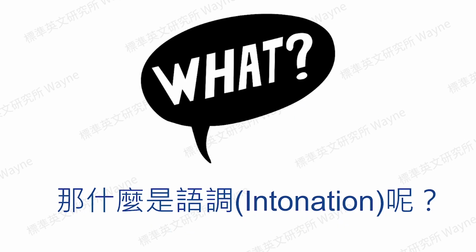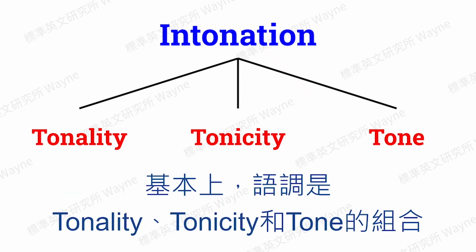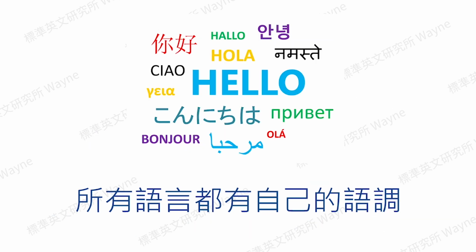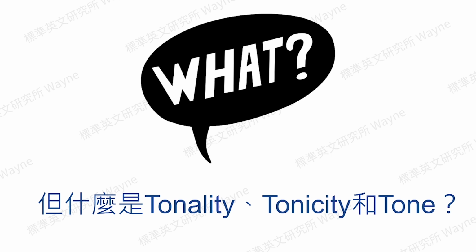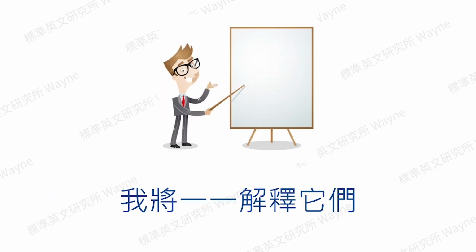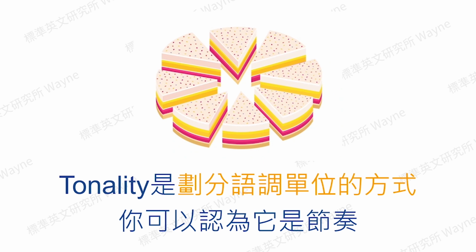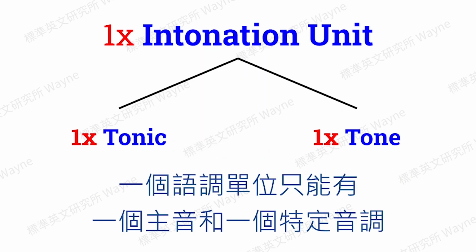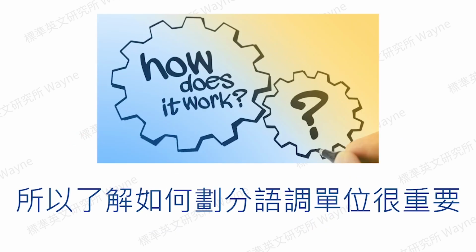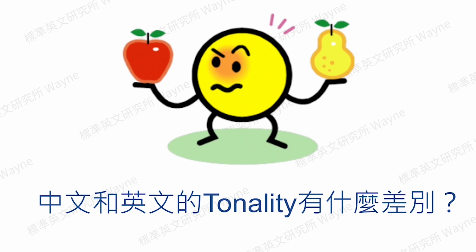So, what is intonation? Basically, intonation is a combining of tonality, tonicity, and tone. All languages have their own intonation. But what are tonality, tonicity, and tone? I'm going to explain them one by one. Tonality is how you divide the intonation units. You may think of it as rhythm. One intonation unit can only have one tonic and one specific tone, so it's important to know how to divide the intonation units. What's the difference between Chinese and English tonality?